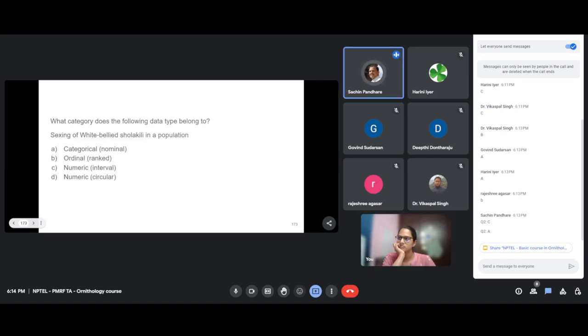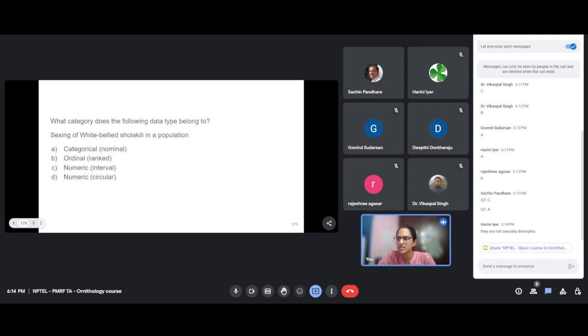Oh, I did not quite understand. Sexing of white-bellied sholakili. Yeah, sexing means molecular sexing. I meant you're dividing them into male or female. Now, what do you mean by molecular sexing? What type of bird is the white-bellied sholakili? Can you make out if it is male or female by observing? It is used to identify when it is not physiologically possible. That's what you mean with the molecular identification. Yeah, so how would you usually identify if birds are, yeah, exactly.